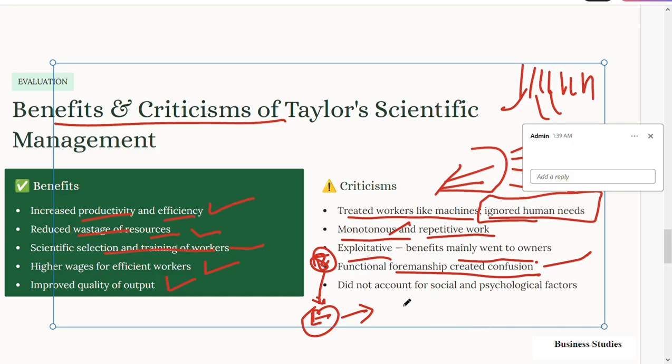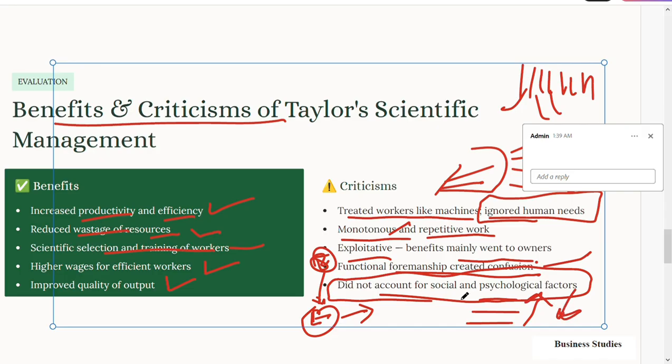And did not account for social and psychological factors at all. He is only looking at the people, how they are working, what the motions are, what the best method is, how the productivity can be increased, how the wastage of resources can be decreased. He is not giving any emphasis on any psychological factor of the people, right? So that is why some of the people are not satisfied with some of his principles.